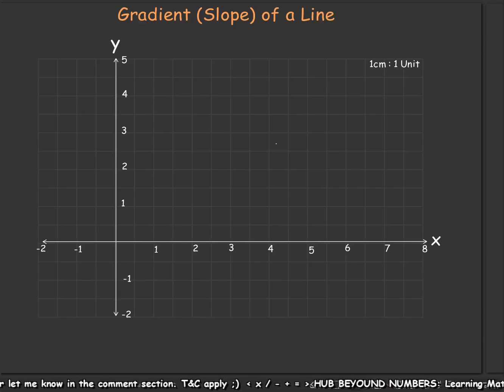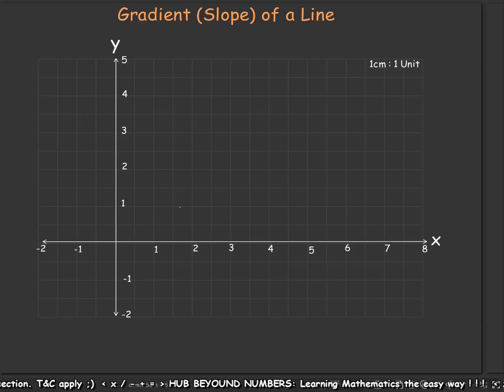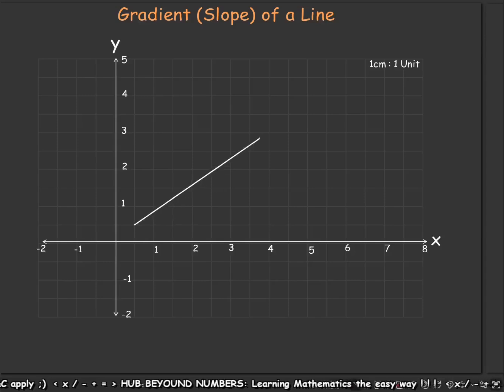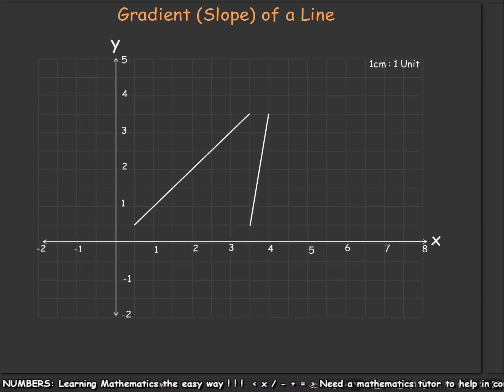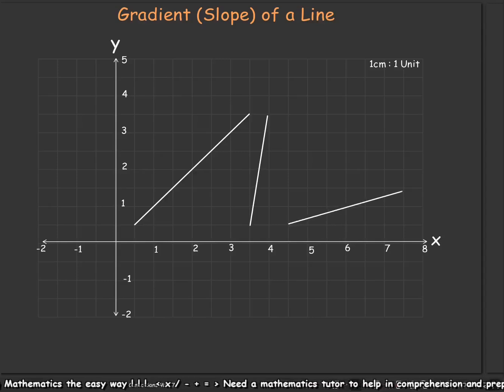So when we talk of gradients, we simply mean how steep is a line. You get it? How steep is a line? So let's say I have this line over here. How steep is it? The line can also be this way. You see, how steep are all these lines I am drawing over here?